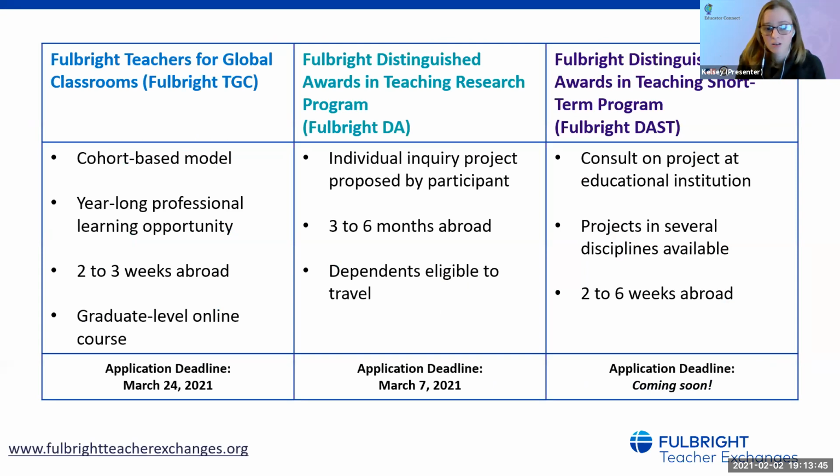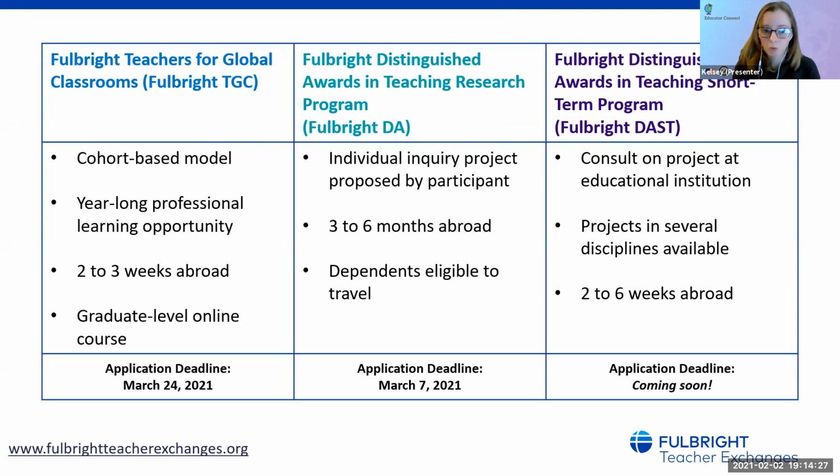So the slide you see now contains a brief overview of these main components and the distinctions between these 3 Fulbright teacher exchanges for US educators. To recap, Fulbright Teachers for Global Classrooms is a cohort-based training and professional learning opportunity that takes place over the course of a year. It includes a graduate level online course in global education and a short-term group-led experience abroad. The application deadline for this is March 24th. And when you apply for Fulbright TGC, you're applying to the program as a whole, not to a specific country.